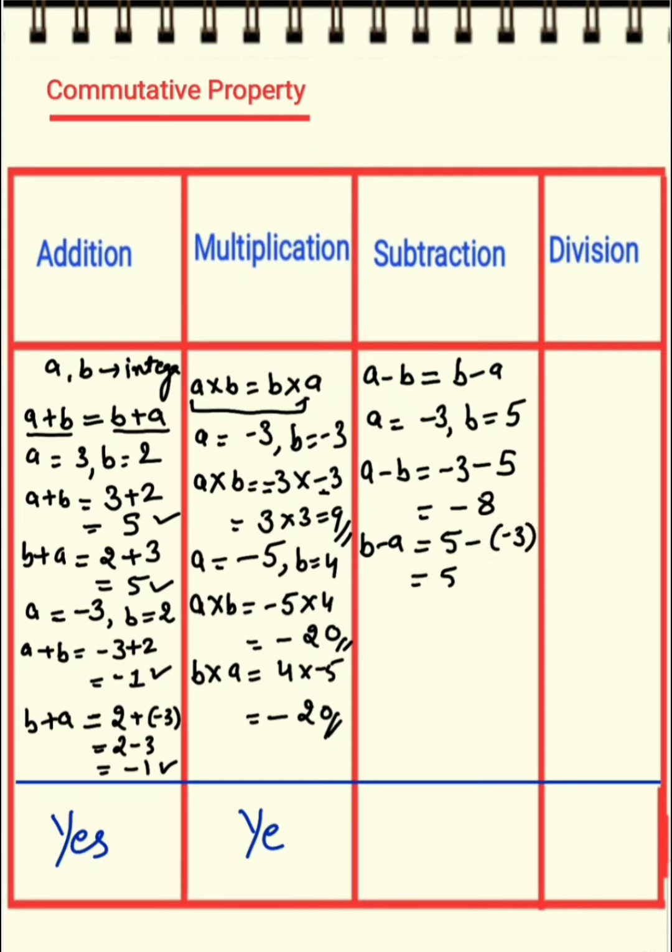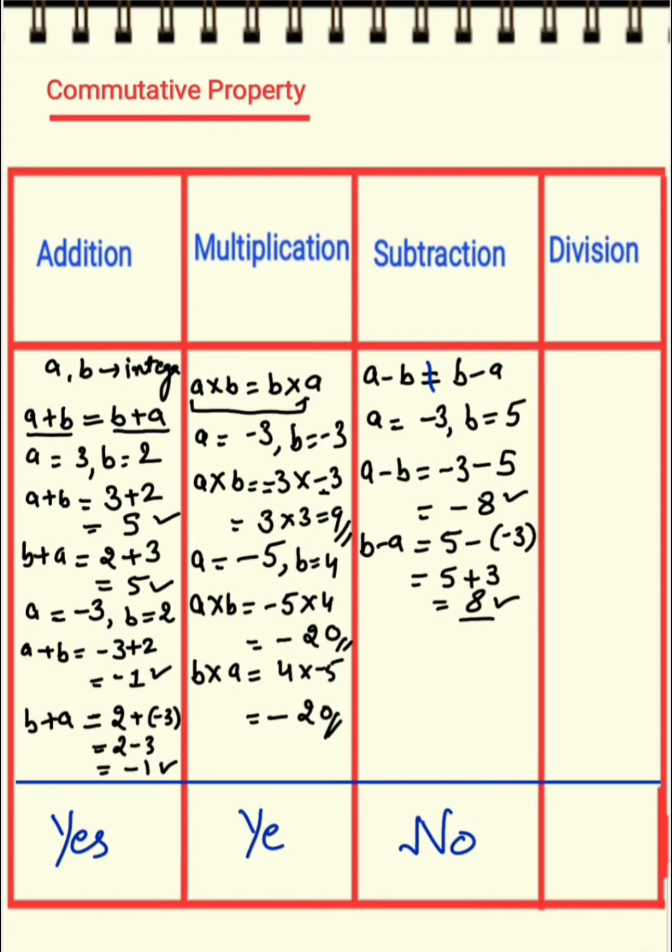Correct? So 5, what sign will come here? Plus, and we'll get 3, which is equal to 8. This is negative 8 and this is positive 8. So it means this property is not correct. So a minus b is not equal to b minus a. So we can say that integers are not commutative under subtraction. So we'll write here no. They are not commutative under subtraction.